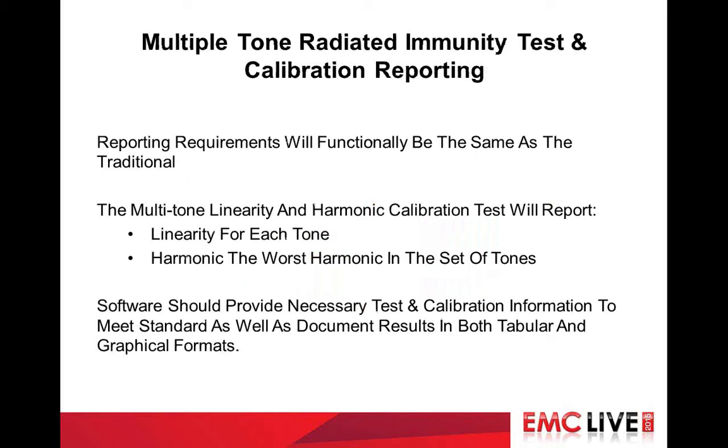Reporting requirements will functionally be the same as a traditional test. The second part of the calibration, the linearity and harmonic test, will show sets of multi-tones and record the worst case harmonic in that set of tones. Linearity for sets will report linearity for each tone and have a pass or fail status. Software should provide necessary test information to meet the standard as well as document results in both tabular and graphical formats.